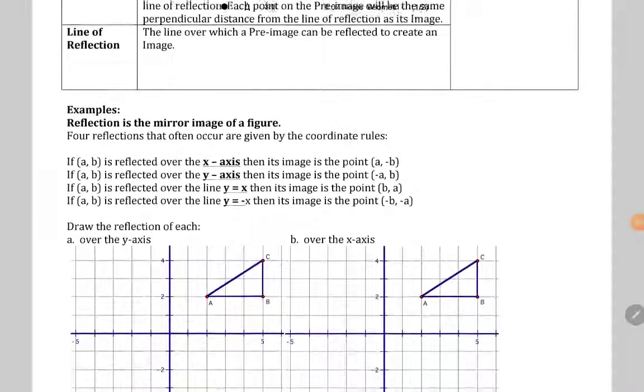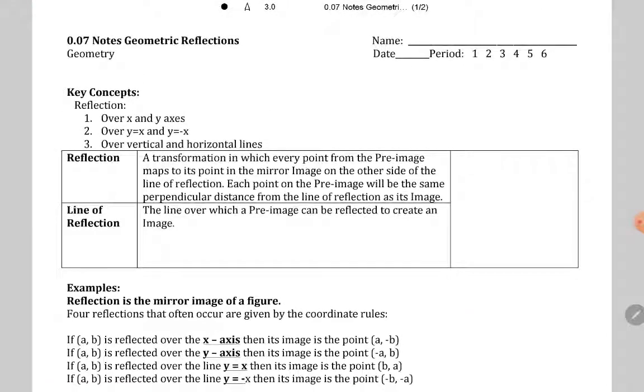In geometry, we are working with reflections, geometric reflections. A reflection is a transformation in which every point from the pre-image maps to its point in the mirror image on the other side of the line of reflection. Each point on the pre-image will be the same perpendicular distance from the line of reflection as its image.